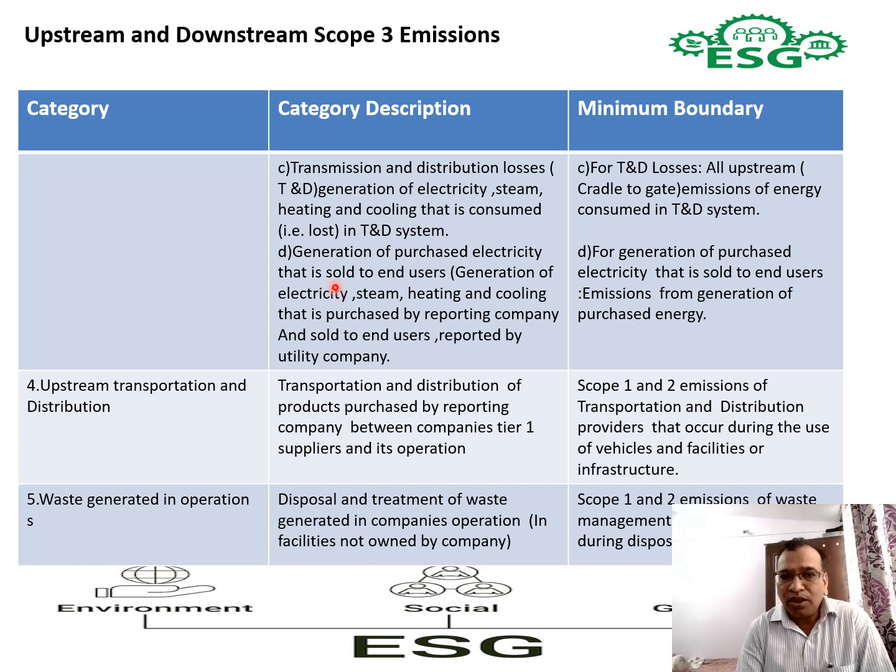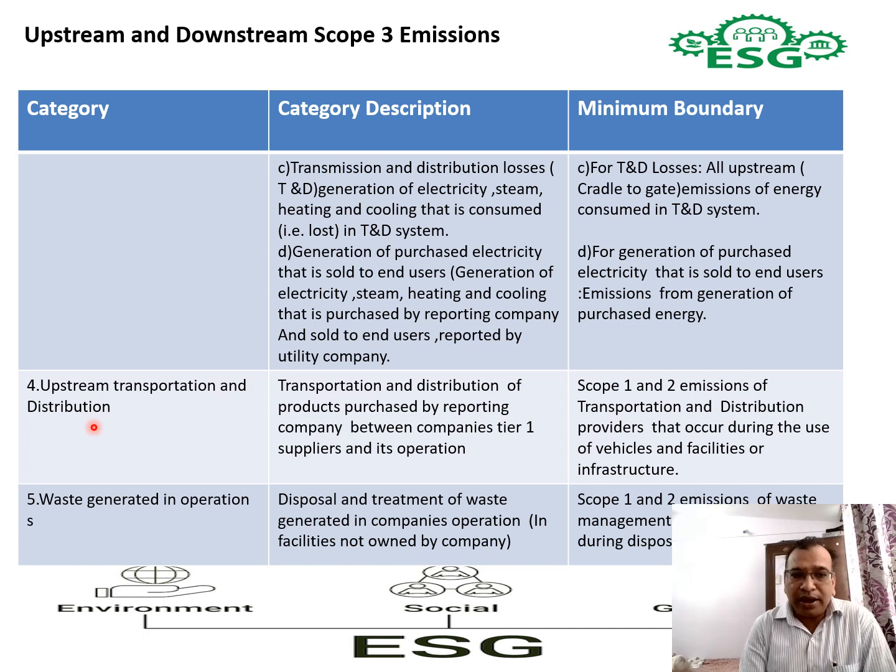Then D, generation of purchased electricity that is sold to end users. Generation of electricity, steam, heating and cooling that is purchased by the reporting company and sold to end users, reported by the utility company, has to be captured under this category. Here D says for generation of purchased electricity that is sold to end users, the emission from generation of purchased electricity has to be captured under this category.